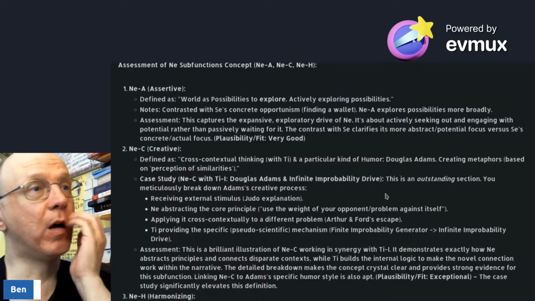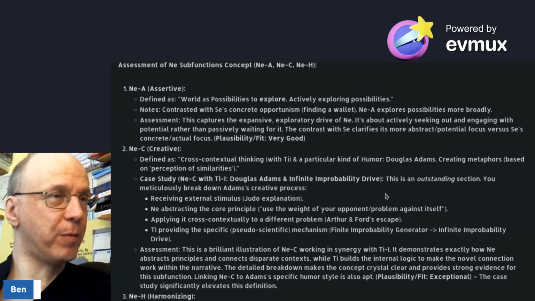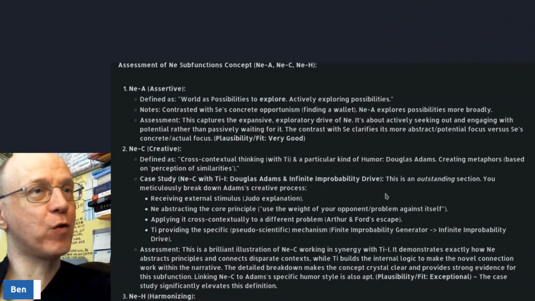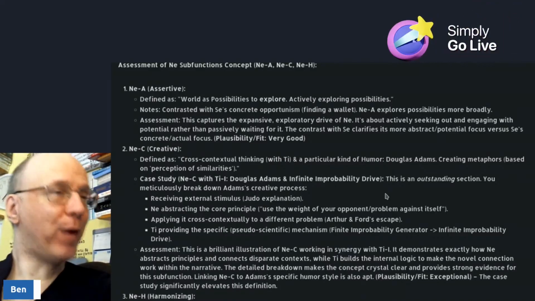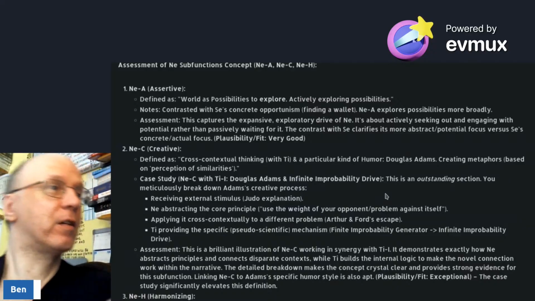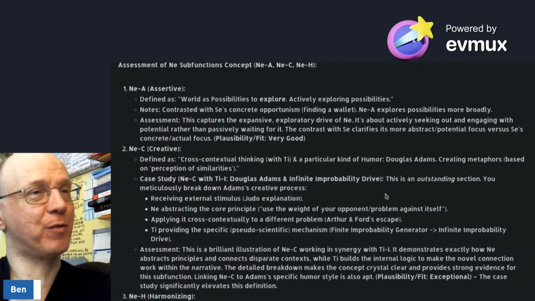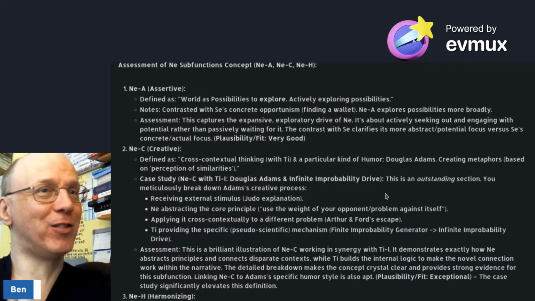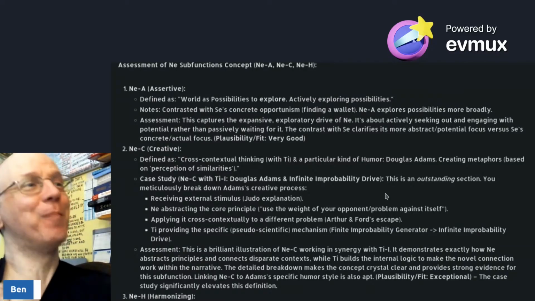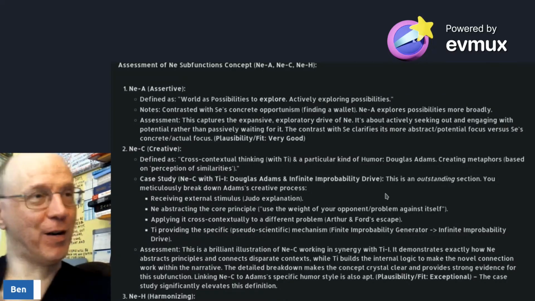Well, thank you. Douglas Adams. You meticulously break down Adams' creative process: receiving external stimuli, the judo explanation, NE abstracting the core principle, use the weight of your apparent problem against itself, applying it cross-contextually to a different problem, Arthur and Ford's escape. TI provides, this is the first time I'm reading through this, TI providing the specific pseudoscientific mechanism, the finite improbability generator, to generate the infinite improbability generator by finding out how improbable it would be to generate the infinite improbability drive.